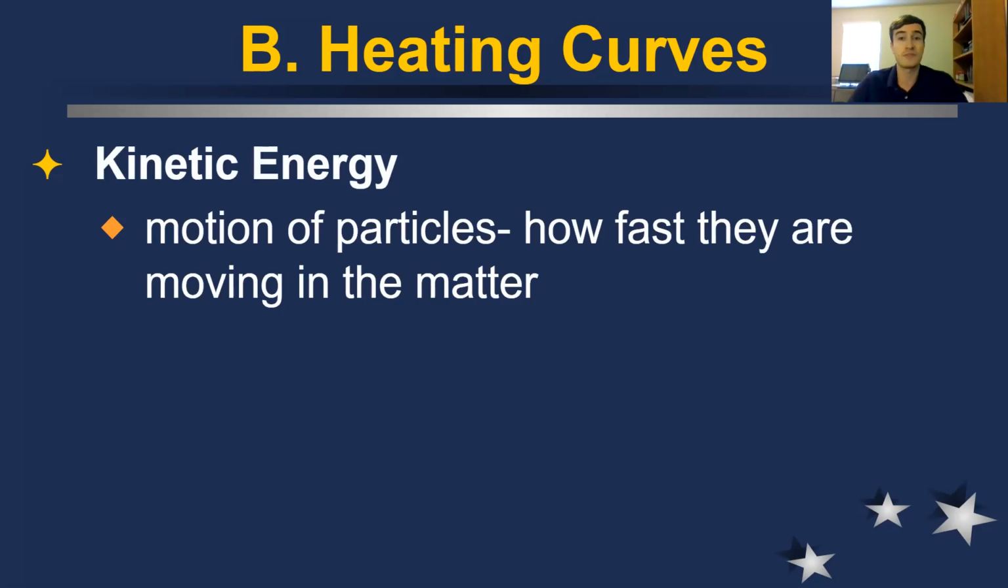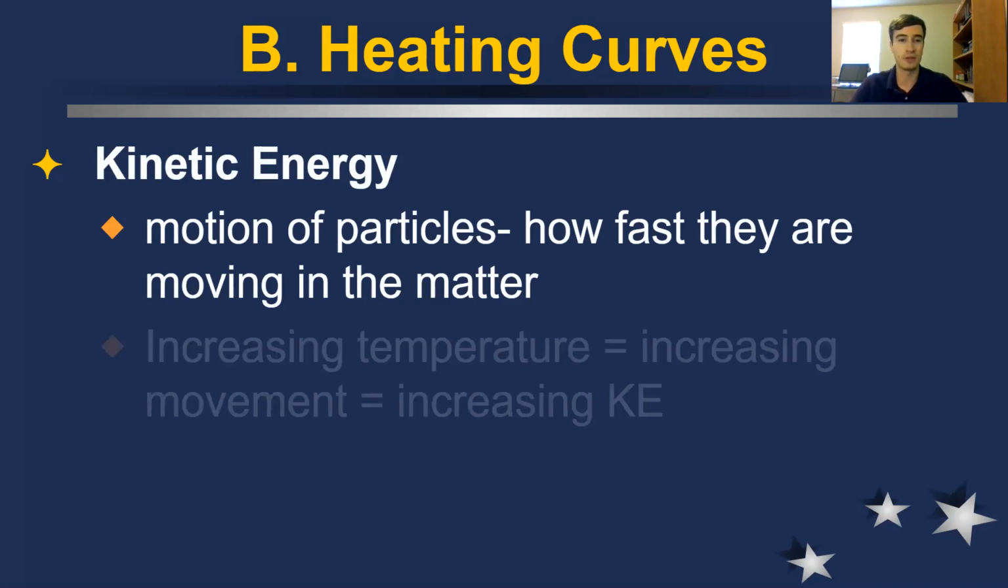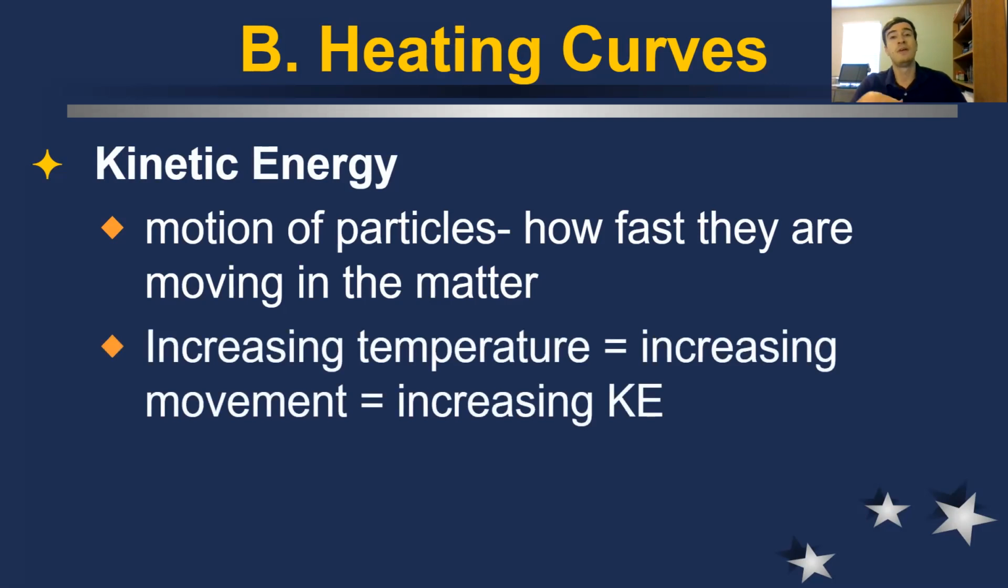And so the kinetic energy of something is essentially a measurement of how fast the particles are moving. And we talked about how when you increase the temperature of matter, that causes the particles to move faster and faster and faster. And so that increases the kinetic energy of that matter. So hotter temperature means faster particles, means more kinetic energy.